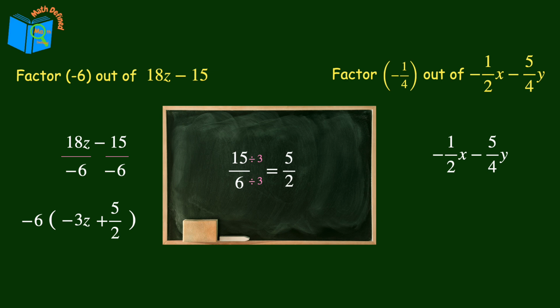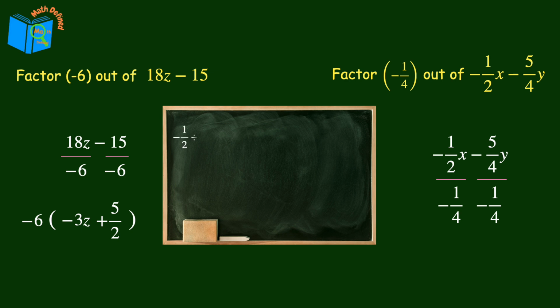In this next expression, we're going to factor out a fraction, negative 1/4. Don't let fractions overwhelm you. The process is still the same. So the first step is to divide both terms by negative 1/4. Now we have a pair of complex fractions to solve. But don't worry, these are just division problems.